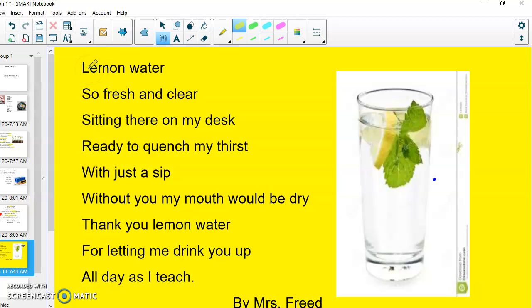I'm like, okay. Lemon water, so fresh and clear, sitting there on my desk, ready to quench my thirst with just a sip. Without you, my mouth would be dry. Thank you, lemon water, for letting me drink you up all day as I teach.